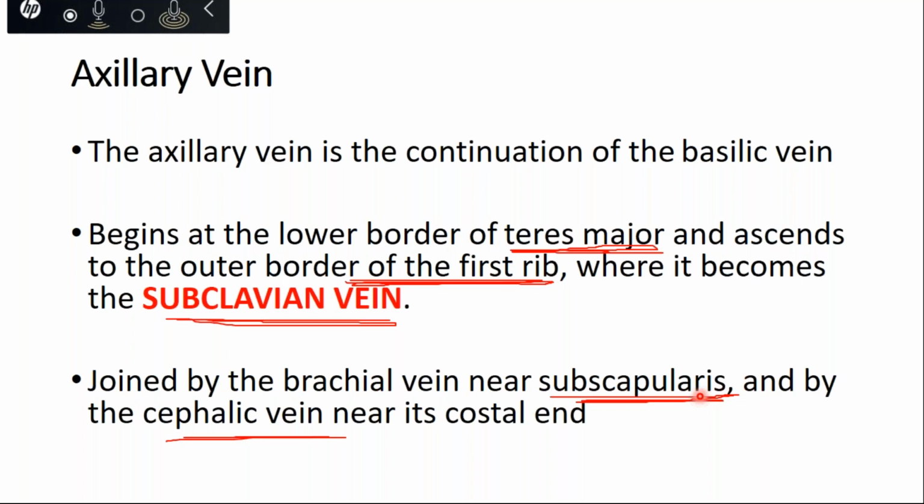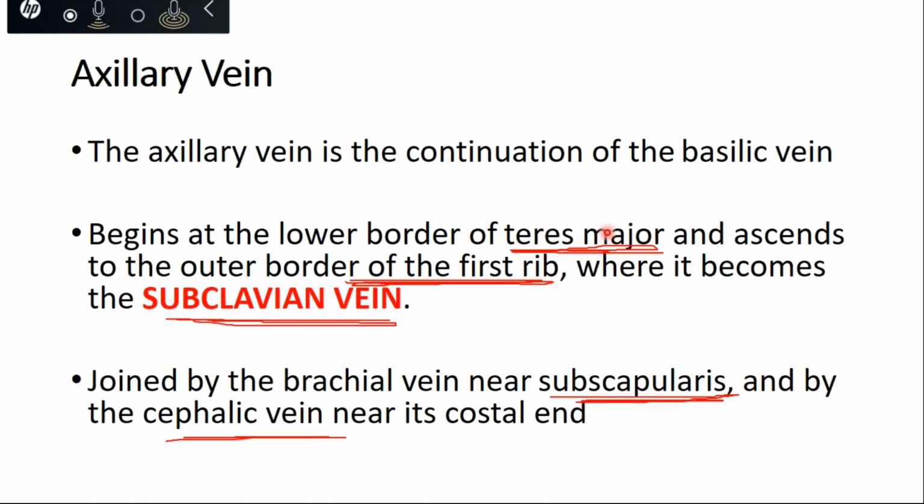So here, if you see subscapularis, why is it named subscapularis? This muscle is present below the scapula. So that's why it is named subscapularis. You know submarine. Why is it called a submarine? Marine means water, it goes below the water. So this muscle is present below the scapula, and that's why it's called subscapularis.